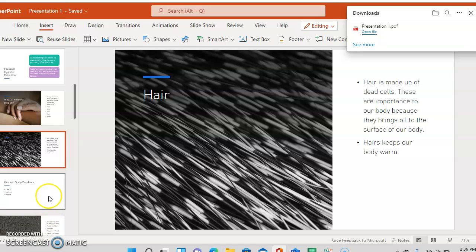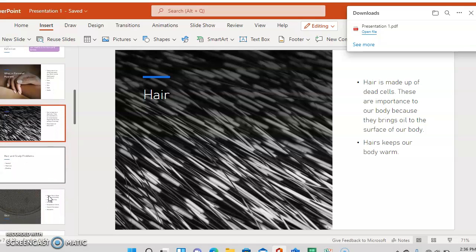Moving forward, the first one is hair. Hair is made up of dead cells. These are important to our body because they bring oil to the surface, which helps maintain the regulation of our hair, and hair also keeps our body warm.